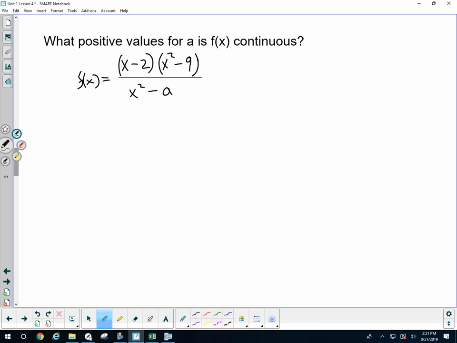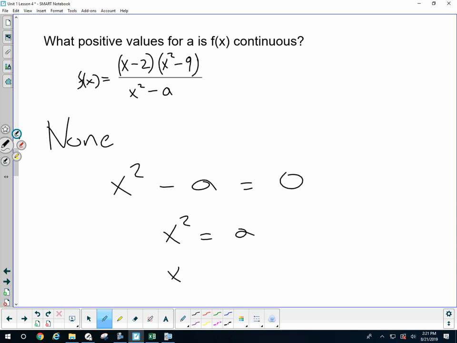It's a tricky question. I brought it up here just so you see in the future you're not too tricked out by it. For what positive values of a is f of x continuous? The answer is none. Because if you set this equation x squared minus a equal to 0, you will always have values for x that'll make the denominator 0.